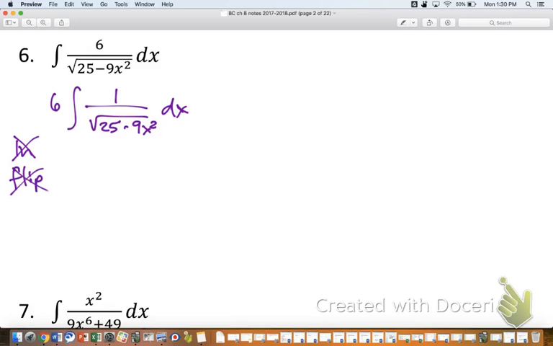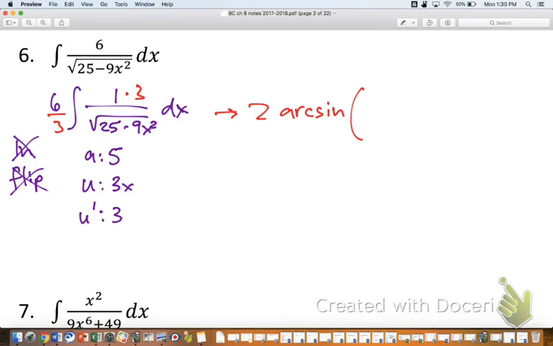Arctangent, arcsine, which one makes more sense? Because of the square root. Okay, so then A would have to be 5. U would have to be 3x. U prime would have to be 3. So in order for this truly to be arcsine, the numerator has to be u prime. And right now, my numerator is a 1. It's supposed to be a 3. It's an easy fix, right? So I'm just going to go times 3 divided by 3. This will give me 2 arcsine of 3x over 5 plus c.